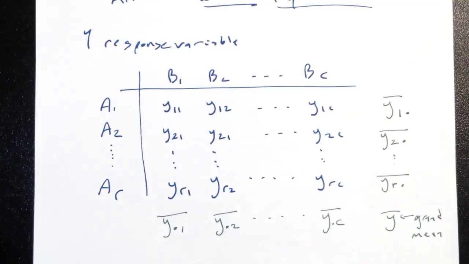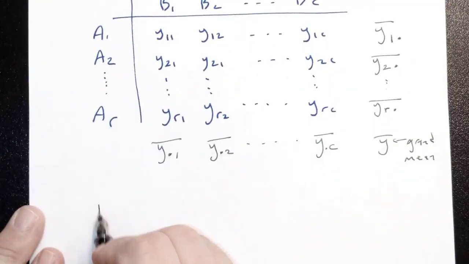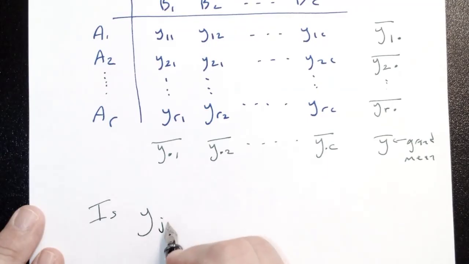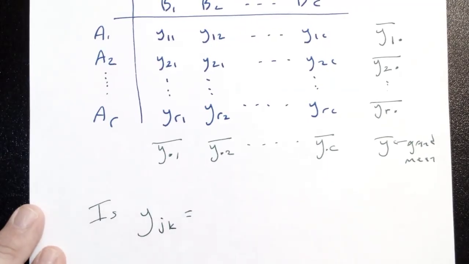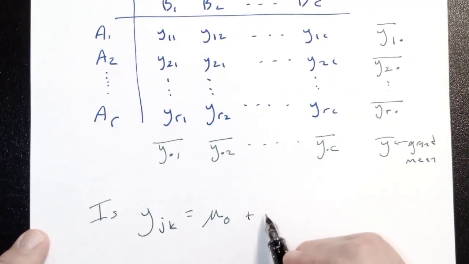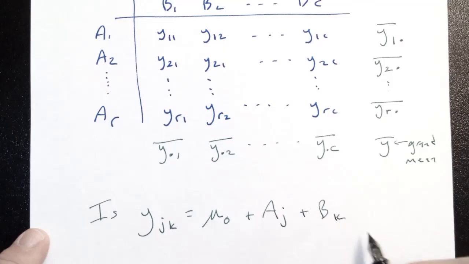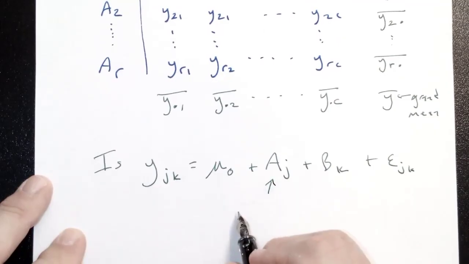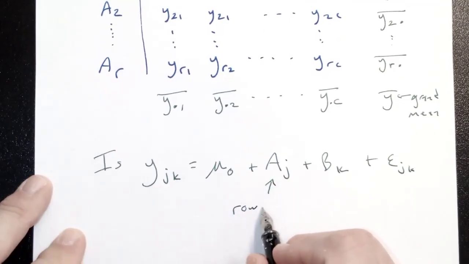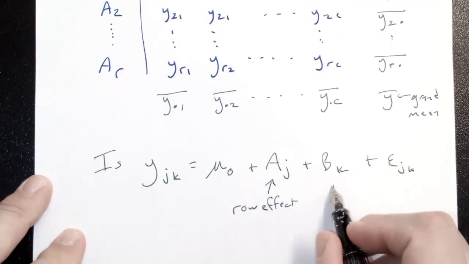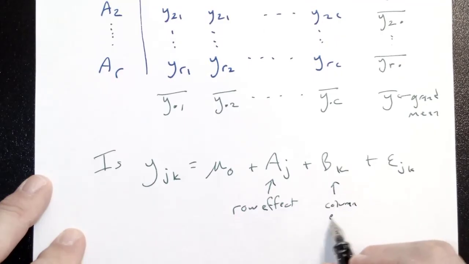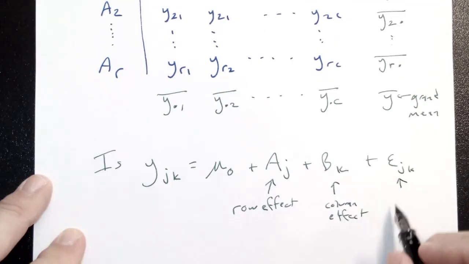Really, I can think of this like a straight line again. Is the value that comes out of Y our grand average plus some result of being in that row, plus some result of being in that column, plus some little random error? But this is the row effect. And this is the column effect. This is the random error.